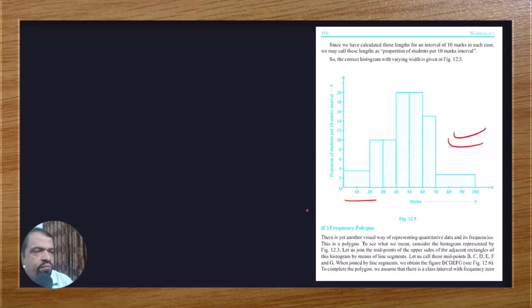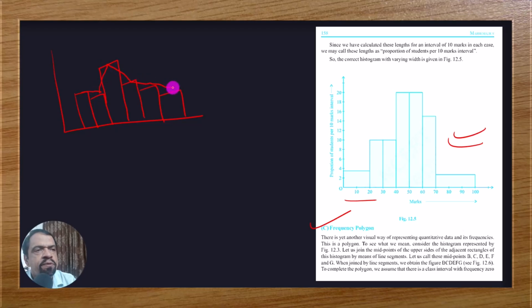Now, another way of representing the data: the frequency polygon. One way to obtain the frequency polygon is to join these midpoints. Join these midpoints. So this is a frequency polygon. And in another way, we'll take out the class mark. See, like 0 to 10, 10 to 20, 20 to 30. These are, suppose, the frequencies.